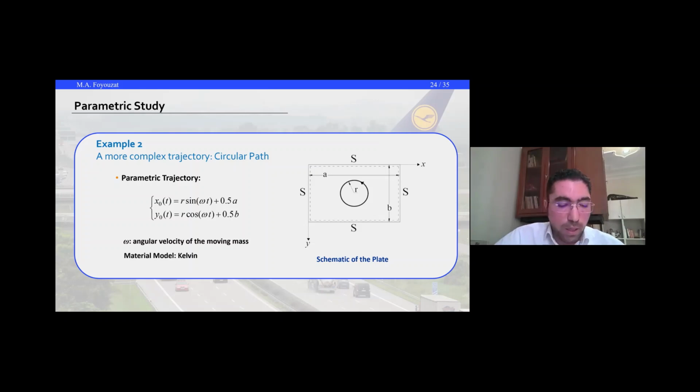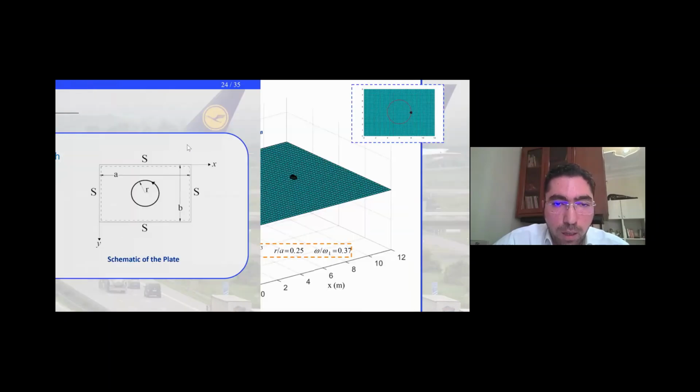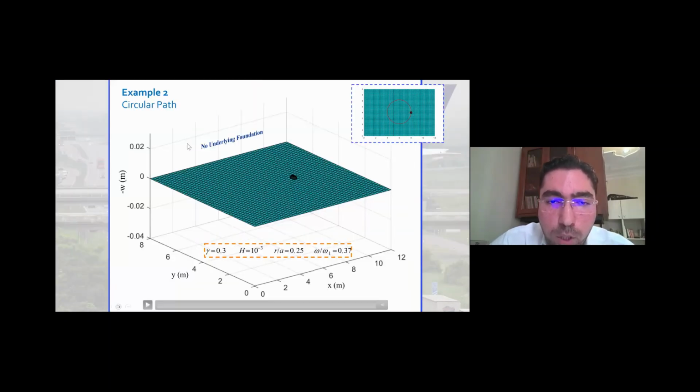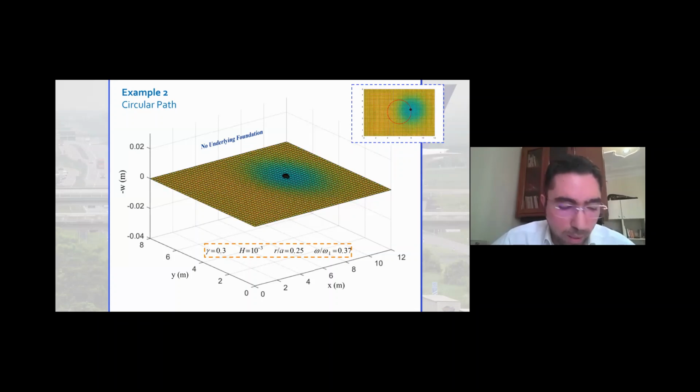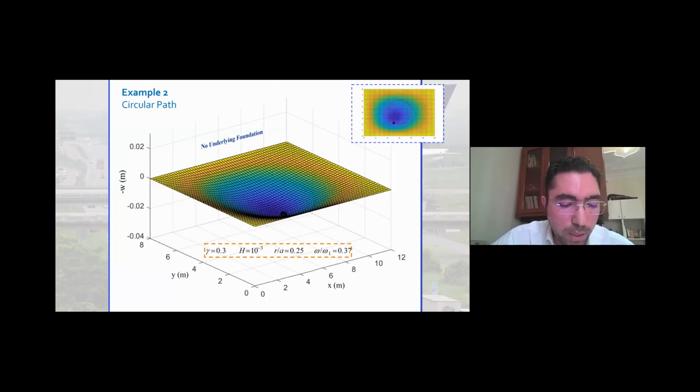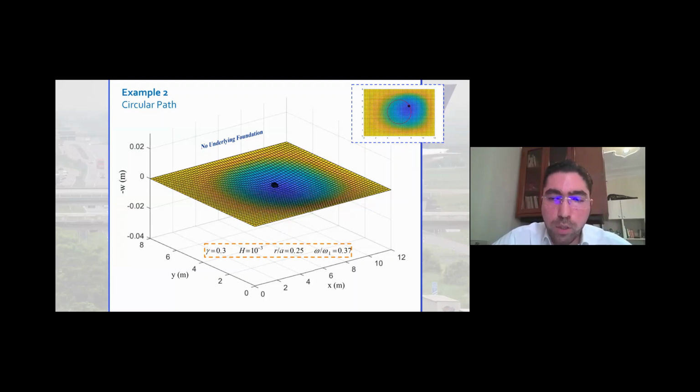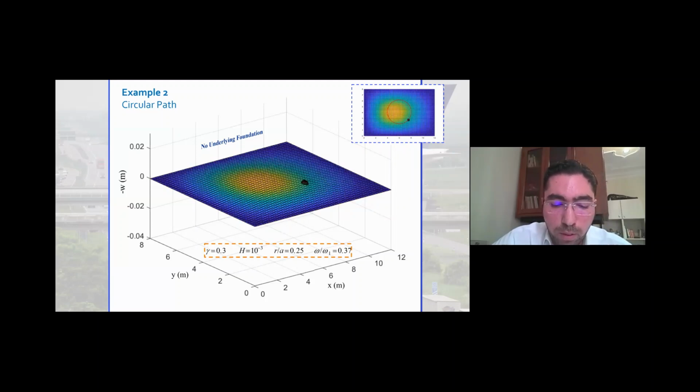On this slide, we examine an example concerning circular motion, where mass rotates on the plate at a constant angular velocity, omega. Let me check if this video is working properly. Yes. In this video, we present the solution results for a plate with H equals 0.001 and ratio R over A equals 0.25. Other specifications are also shown on this slide, as you can see.